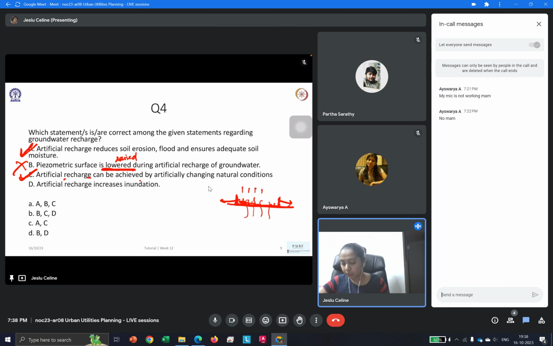Now, option D, artificial recharge increases inundation. Yes, no? False, ma'am. What is the correct statement? It reduces inundation. Correct. It reduces soil erosion, flood, and ensures adequate soil moisture. So it's the exact opposite of what is given here. Artificial recharge increases inundation? No, it reduces inundation. We have to mark the correct answer. So A and C are correct, so option C, A and C. Any doubts in this question? No. Okay, let's proceed to the next.